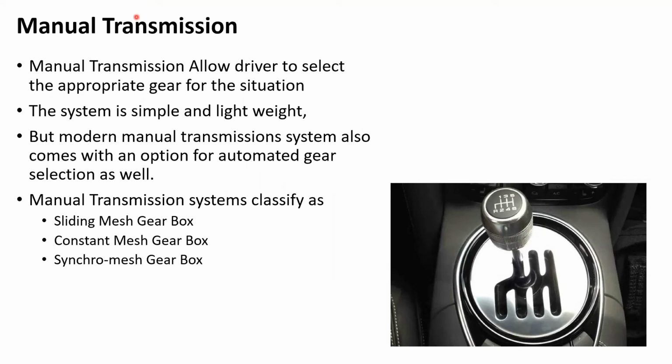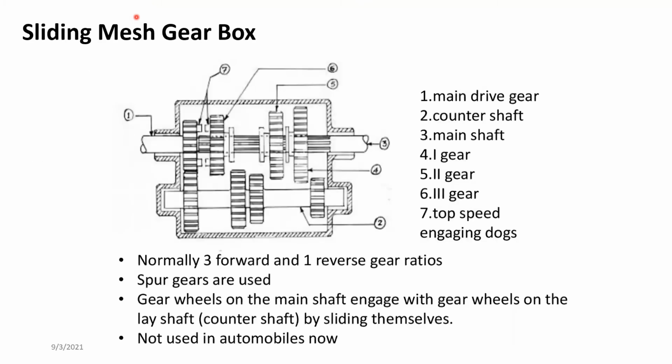Okay, so we have sliding mesh, constant mesh, and synchromesh gearboxes. I don't have to go through these things again and again. If you have any questions, please ask, but I'll just go through them very fast. In the sliding mesh gearboxes, the gears are actually sliding back and forth. The gears are permanently mounted on the output shaft itself, and when we change the gears, the gear moves or slides left and right and meshes with another set of gears.